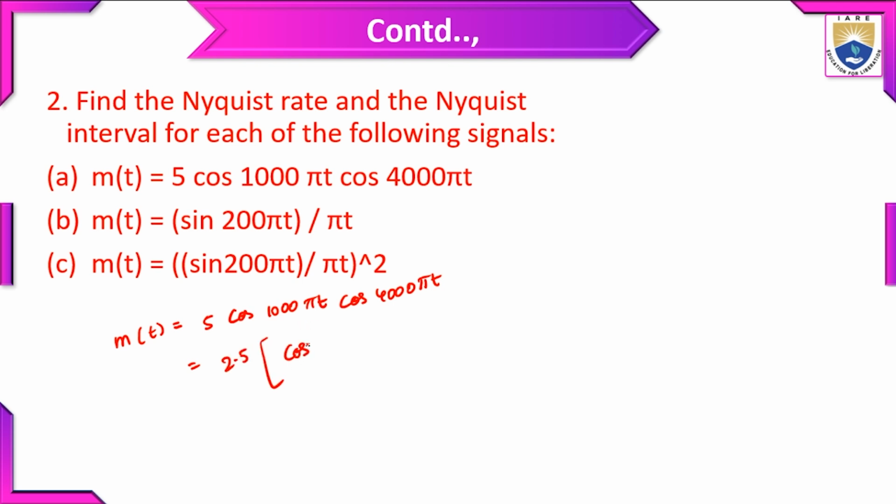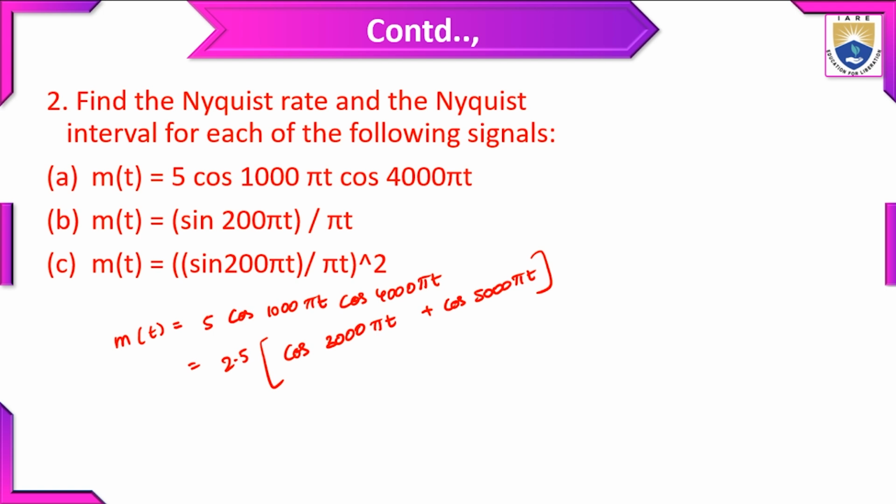So for the rearrangement of this, 2.5 of cos of 3000 pi t plus cos of 5000 pi t. Why? Because it is in the form of cos A cos B. So we are going to write it in the form of cos of A plus B plus cos of A minus B. So it is 2 cos A cos B, so here you are getting the divide by 2. So 5 by 2 is 2.5.